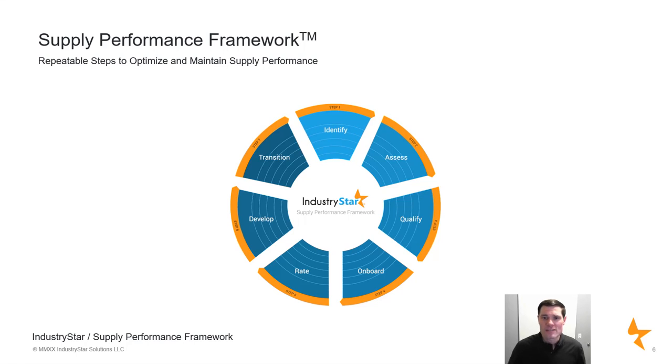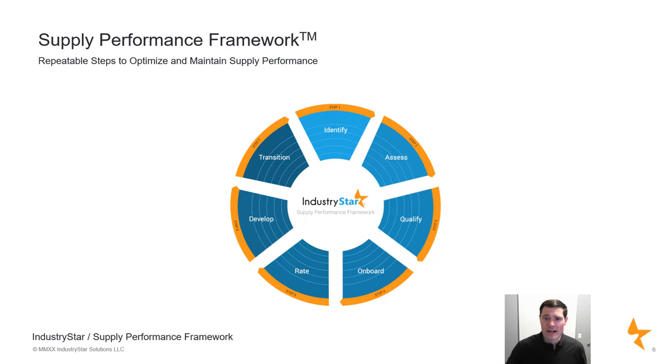Step 3, qualify suppliers based on your desired criteria and supply risk. Standardizing the data requirements by supply need will reduce your efforts. Step 4, onboard suppliers based on industry and company requirements. This is a critical handoff step that can harm or embolden supplier relationships.